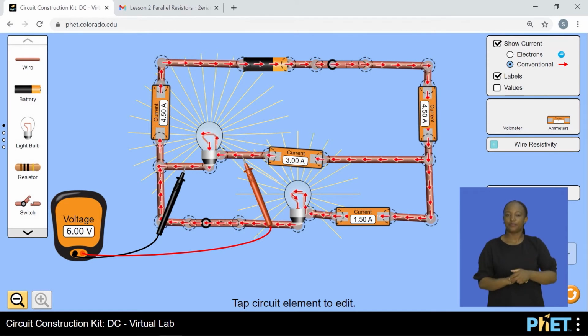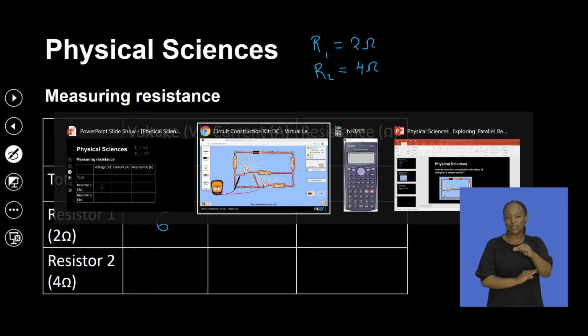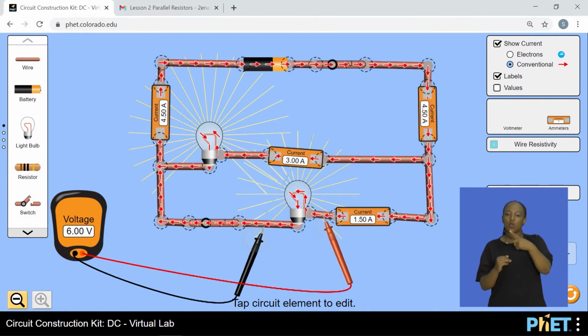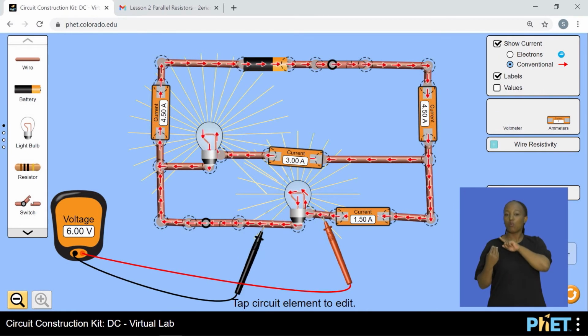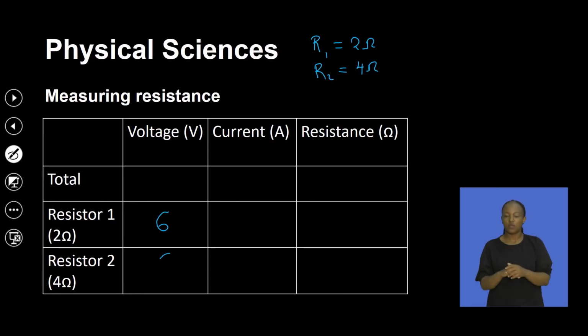So let's go to our table and complete the table. The voltage across R1 is 6 volts. What about the voltage across R2? Across R2, which is the second light bulb, the voltage is also 6 volts. That's what we obtained there. We also have another 6 here.